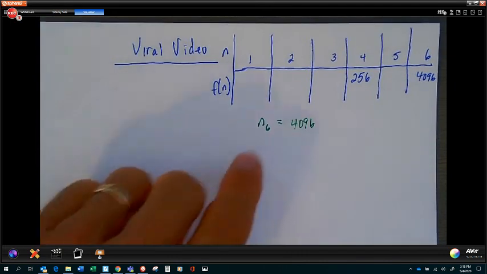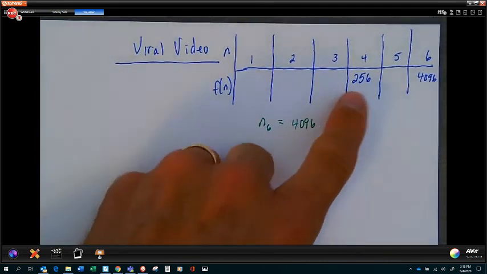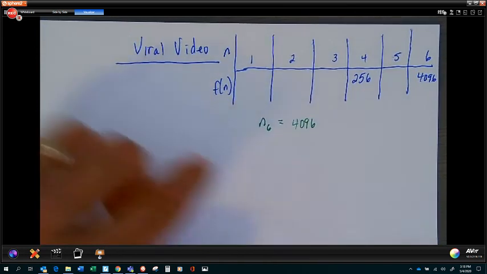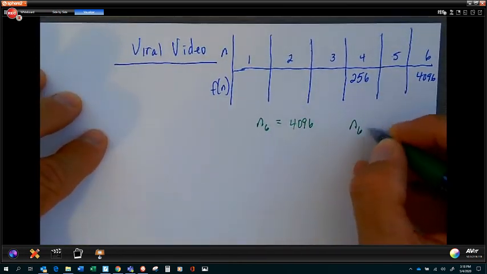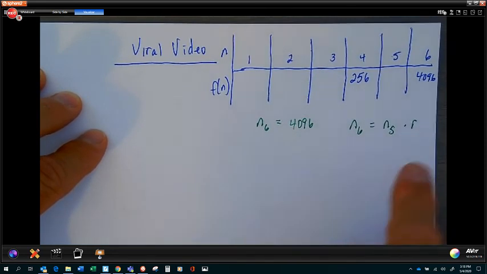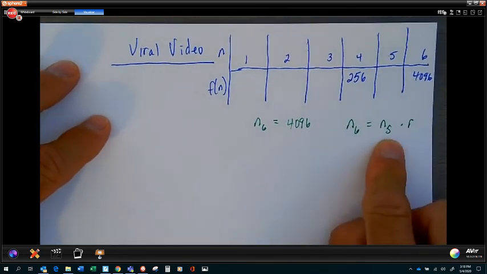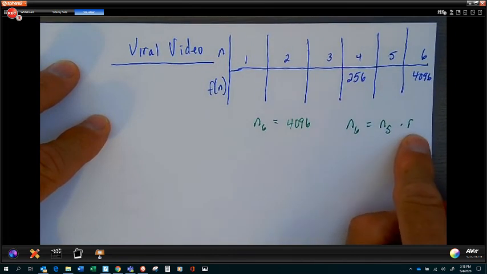Okay, you have to use logic here. So my 6th term is equal to 4096. My 4th term is equal to 256. So I know that my 6th term is equal to my 5th term times r, right? Because that's my recursive formula: the next term is equal to the previous term, just times the common ratio.